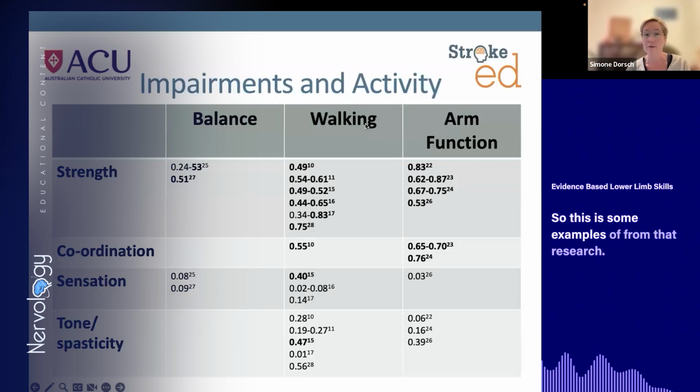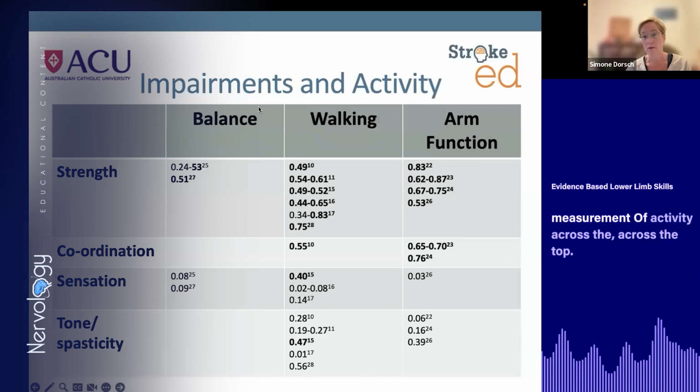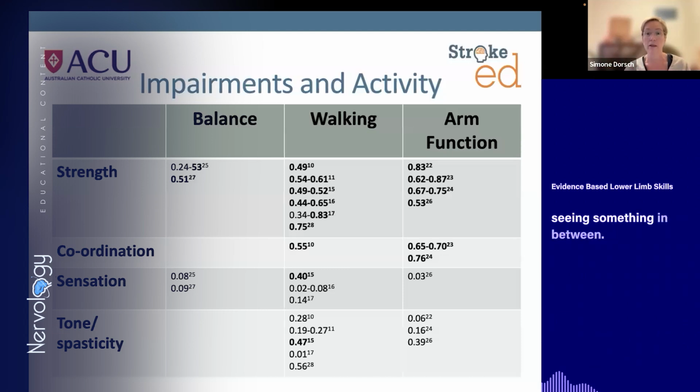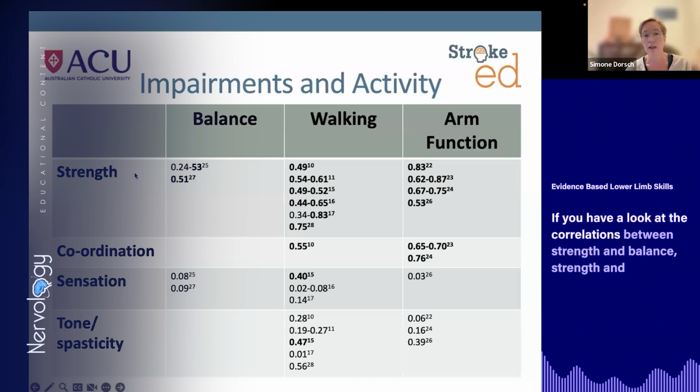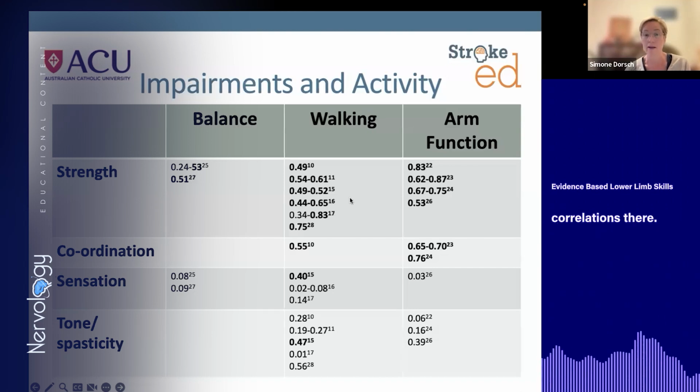So these are some examples from that research. This table is a summary of reported correlations between impairments here and some measurement of activity across the top. Correlations, where 0 would be no correlation and 1 would be a perfect correlation, and we're seeing something in between. If you look at the correlations between strength and balance, strength and walking, strength and arm function, you can see that there are some very high correlations there.